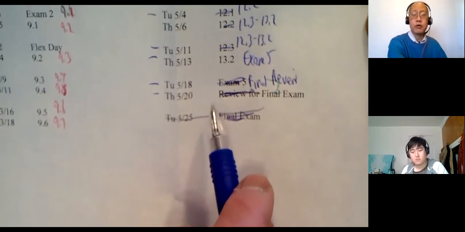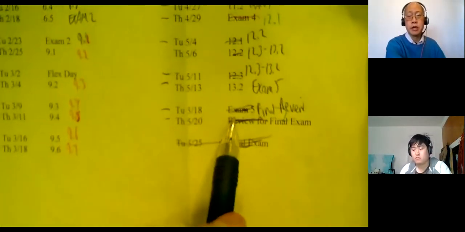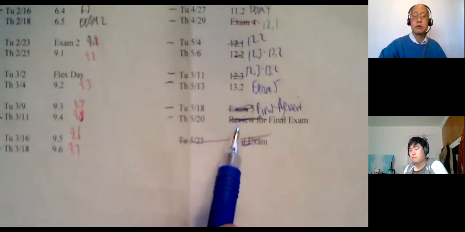You can have 5 formula sheets. You can have the formula sheet from the first test, second test, third test, fourth test, and fifth test. Just bring them all in. You can add to them if you want also. Okay, so that's not a problem.